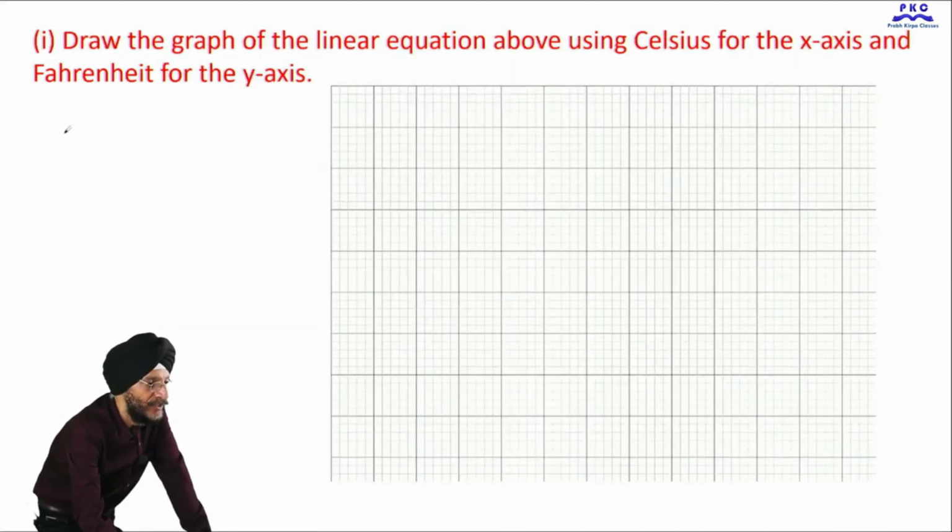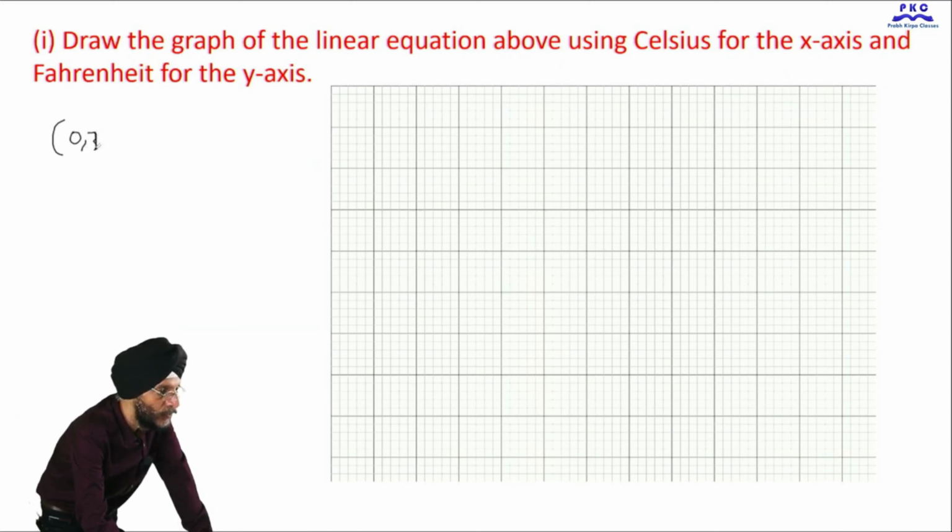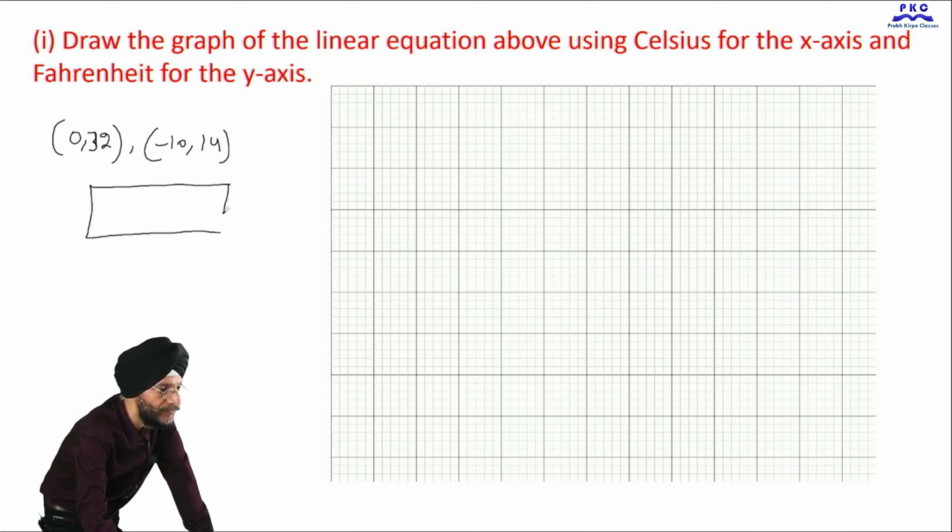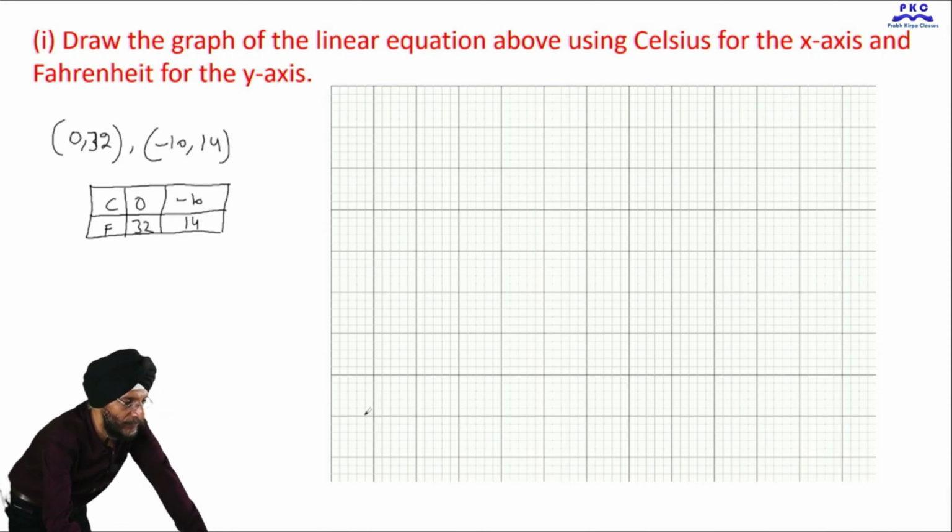The two solutions which we have arrived at are 0, 32, and the other is -10, 14. You can also form it in the form of a table, as it will reflect that you know the concept very clearly. Value of F is written here, here -10, here 14. So now we will form the graph with the help of these two solutions.